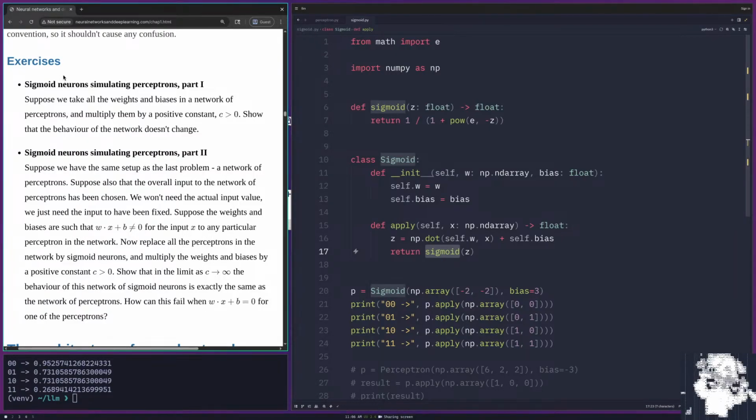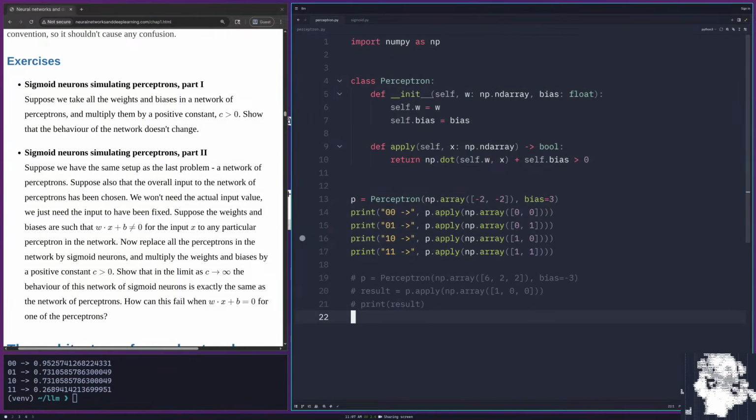Suppose we take all the weights and biases in a network of perceptrons and multiply them by a positive constant c greater than 0. Show that the behavior of the network doesn't change. We take all the weights and biases, so let's go back to the perceptron. We take all the weights and biases and multiply them by a positive constant c.